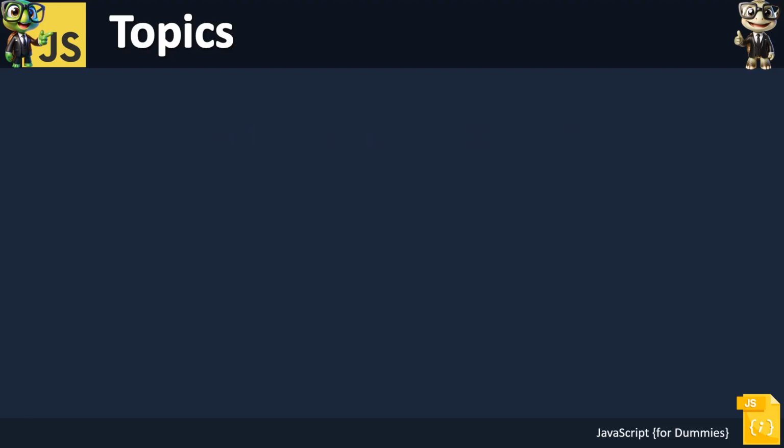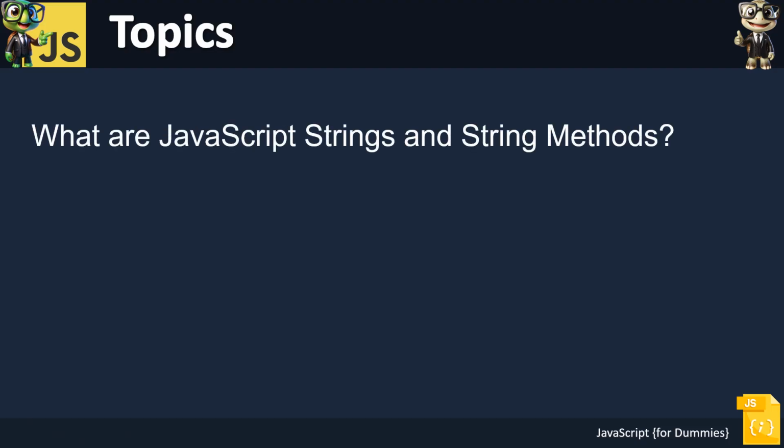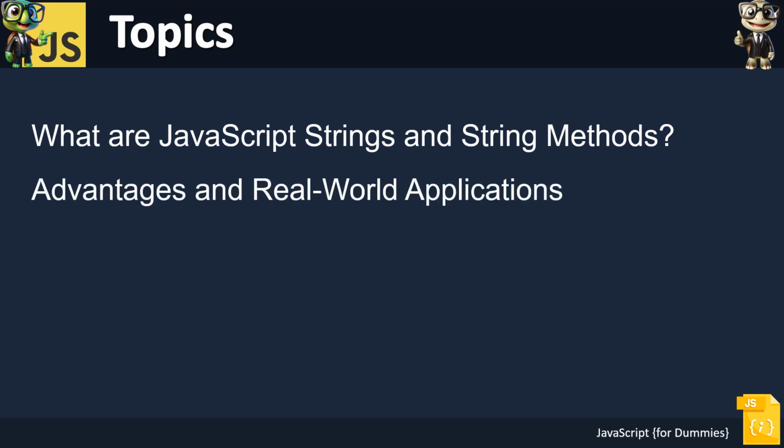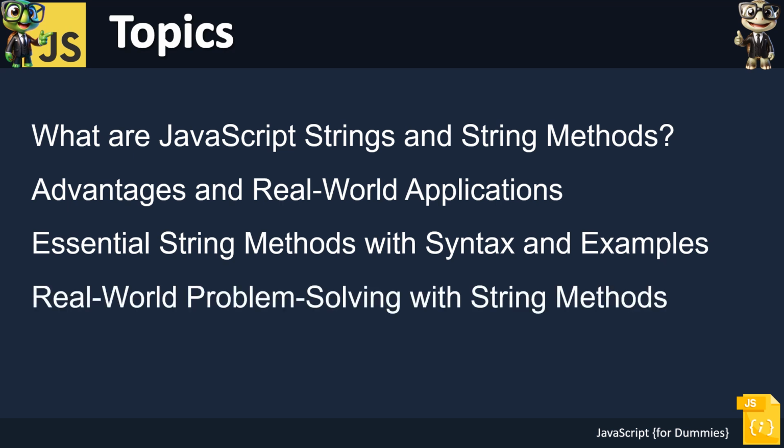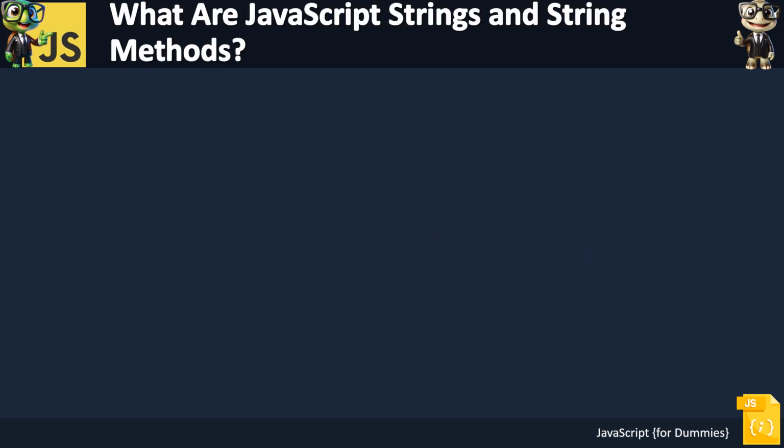So, what do we exactly mean by strings? Well, JavaScript strings are basically a type of data that allows us to store alphanumeric characters. Today we're going to discuss what exactly JavaScript strings are and what methods we use with them. Then we're going to see the advantages and the real world applications. We're also going to talk about the essential string methods with syntax and examples. And then we will round it off with a real world example of some of the string methods, along with a few key takeaways. So not much to talk about, just to give you an overview of what strings are and how we use them.